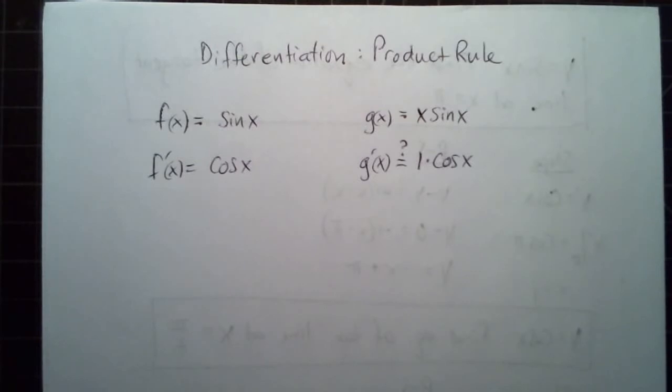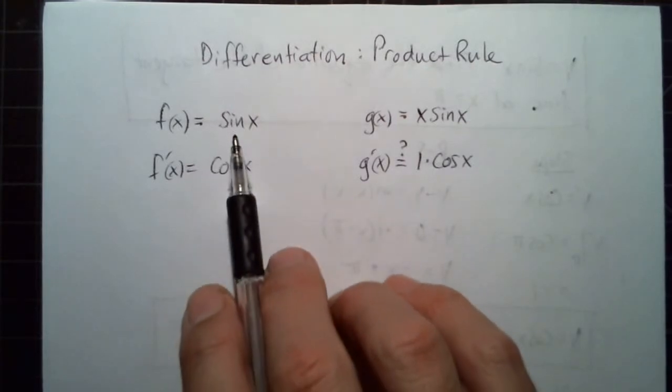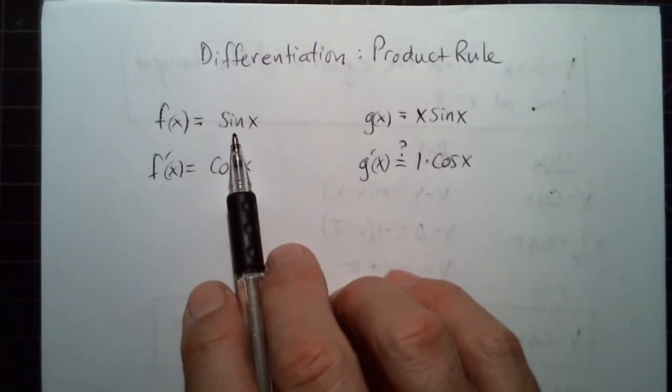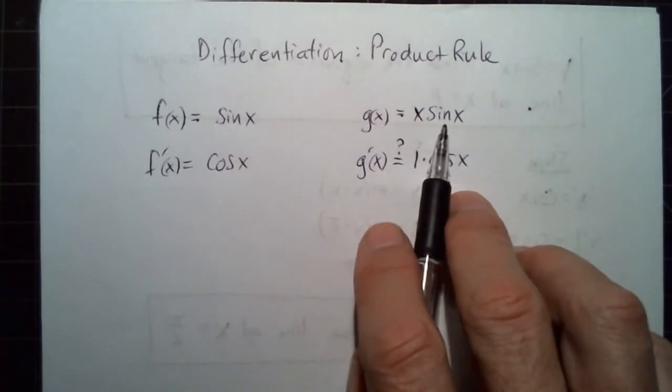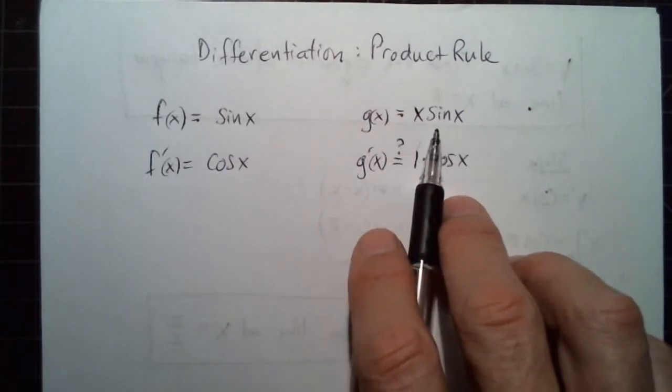Alright, in this lesson we'll talk about another rule for differentiation, and it's how we find the derivative of functions that are products of other functions. So here is sine from the previous lesson, but today we'll talk about x times sine. So there's a product of two different functions.